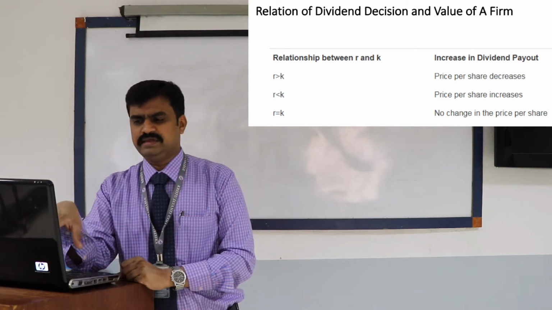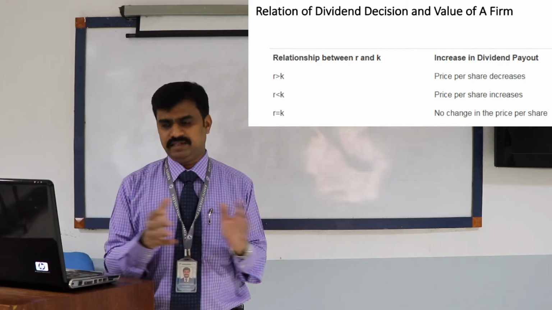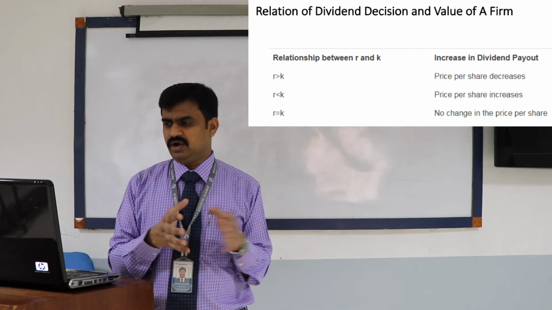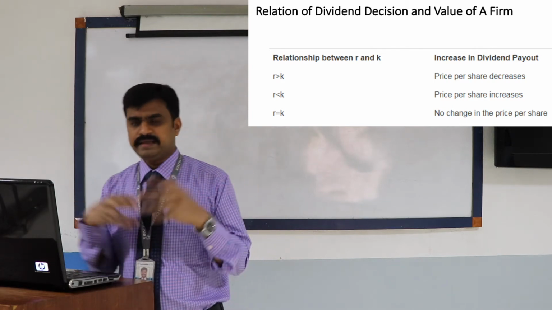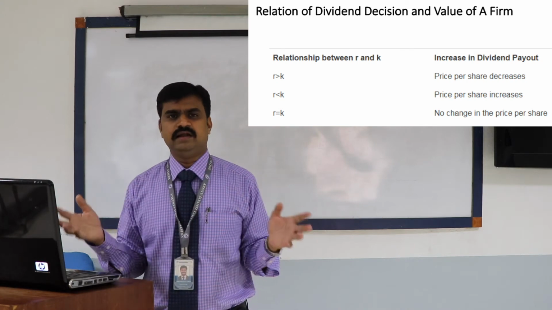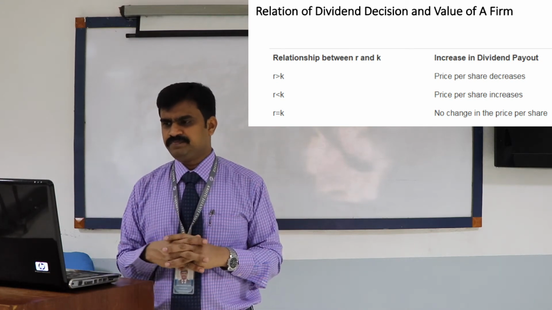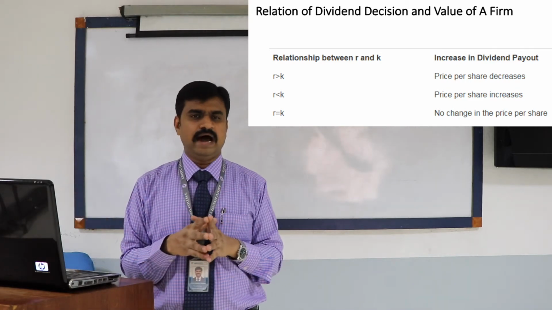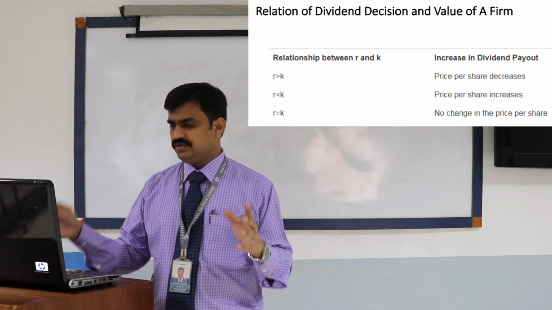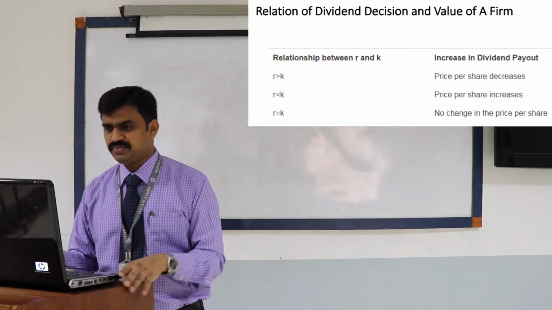You can see in the first scenario, when R is greater than K naught, the price per share will decrease. When R is lesser than K naught, the price per share will increase when you increase your dividend payout ratio. And third, when R is equal to K naught, there is no change in the price per share. This is the relationship between R and K naught, based on their effect on the dividend payout ratio.